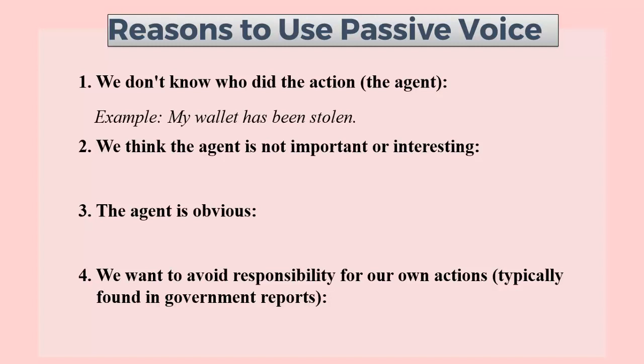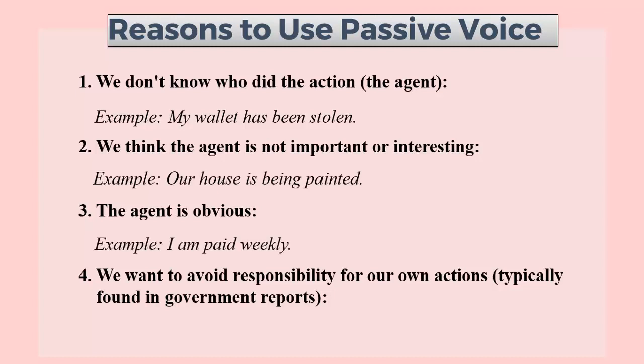The second situation, we think the agent is not important or interesting. Look at the example. Our house is being painted. We're just concerned about the process of painting. So the focus here is on the action rather than on the agent. And the third situation, the agent is obvious. Means we already know about it or we can guess about it. Example, I'm paid weekly. It's obvious that my employer pays me or my company pays me.